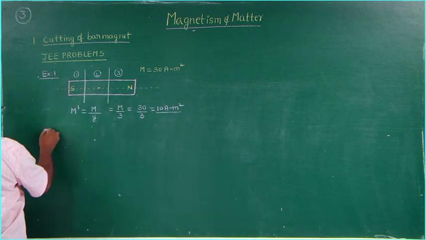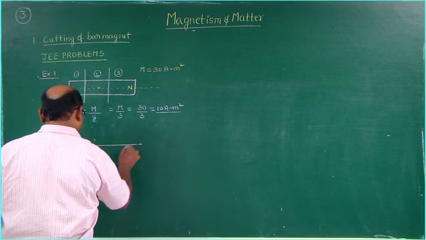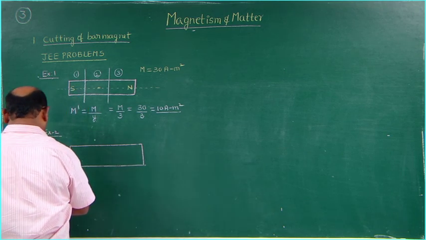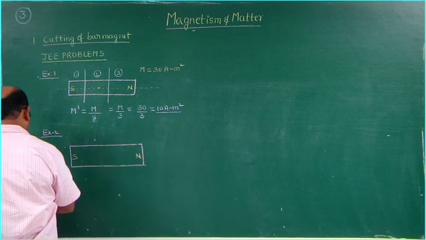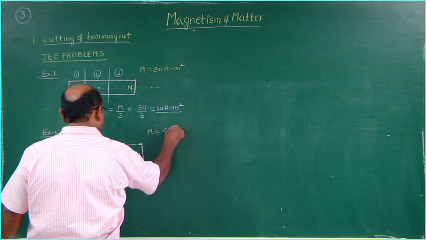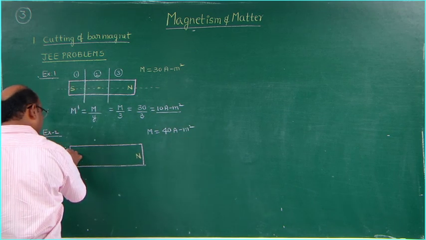Second problem. This is the bar magnet with the south and north poles. Now the magnetic moment of this bar magnet is 40 ampere meter square. Now it is made 4 equal pieces.